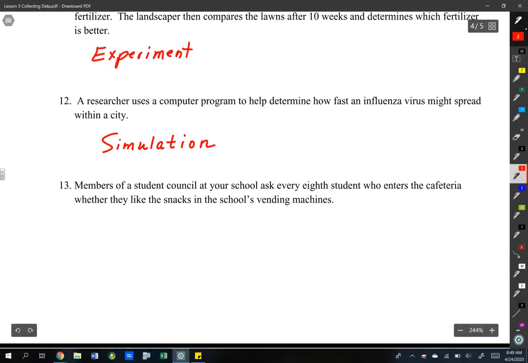Number 13, members of a student council at your school ask every 8th student who enters the cafeteria whether they like the snacks in the school's vending machine, right? This one, we're kind of polling students. This one is a survey.